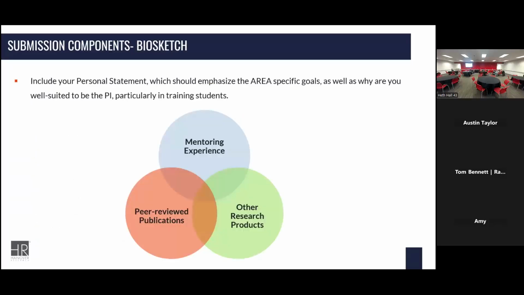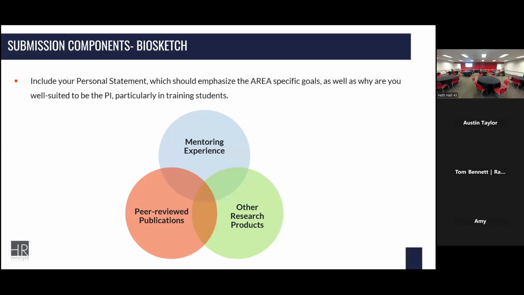Other components include the biosketch. In your biosketch, you don't just want to copy and paste the one you submit everywhere else. Be intentional. You want to align your biosketch with area specific goals. They want to see that you've worked with undergraduates. It doesn't necessarily have to be in a research environment, just describe what it is. You might not have mentored undergraduate student researchers before, but you've advised them.